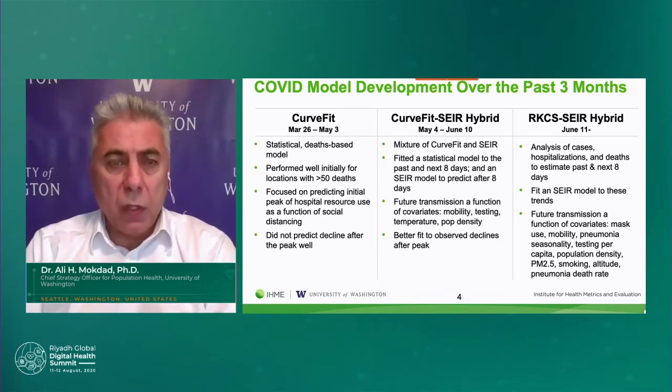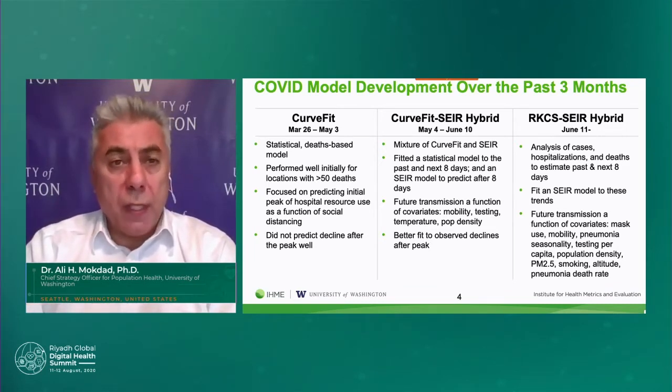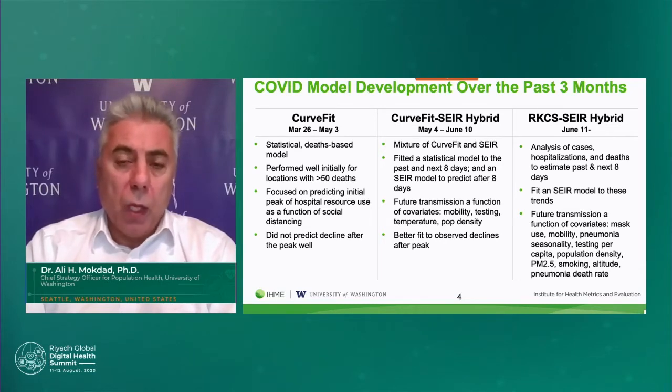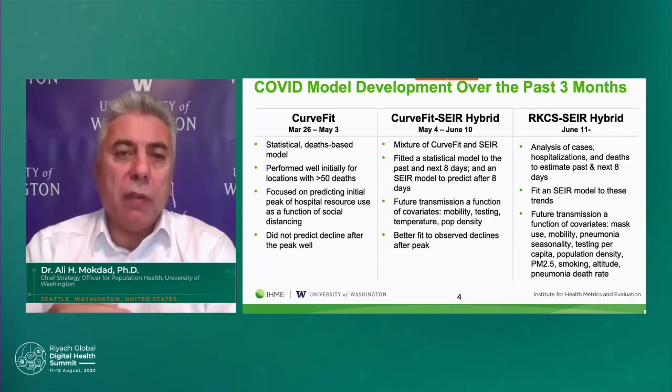In our model, we use a lot of variables in our projections. Mask use: we have several variables on mask use, such as when you go out, do you always use it or sometimes use it. We have mobility data, as I mentioned. We see a strong association between COVID and pneumonia seasonality, so we have pneumonia seasonality in our models. We have testing per capita, density of the population, particulate matter 2.5, smoking, altitude, and pneumonia death rate. Right now, we're exploring adding other variables, including some surveys that you are getting right now: when you are outside your house, how close you come to other people, how much contact you have, and humidity as well.